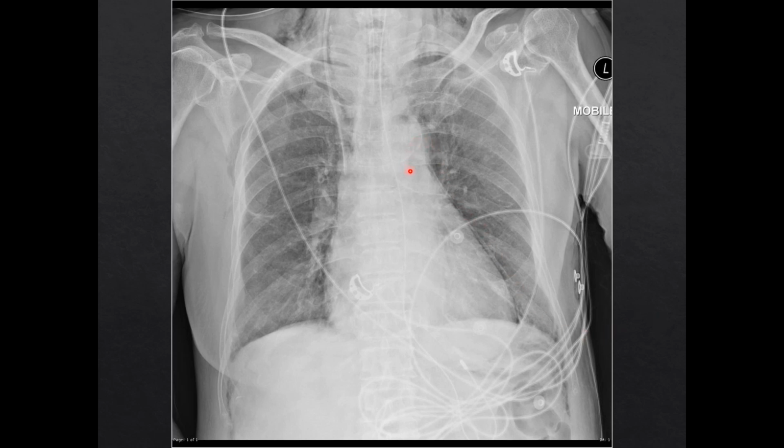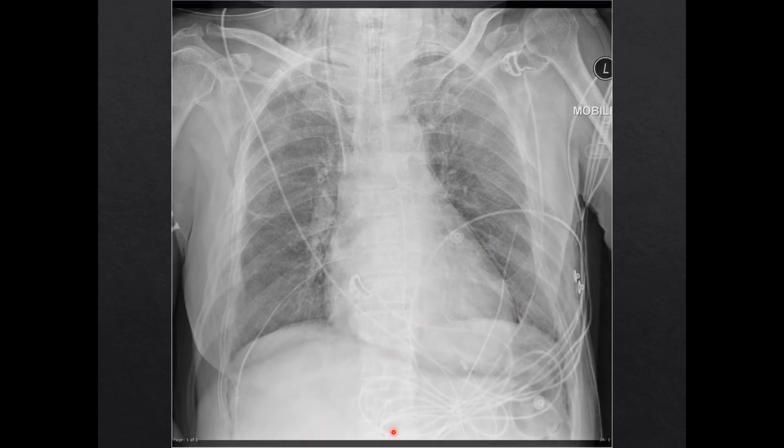And you can see that here. This is the shadow of the heart on the chest x-ray. And there is this area of lucency that is surrounding the heart with a more dense structure external to that. That's air trapped in the mediastinum surrounding the heart. And that's how we diagnose it.